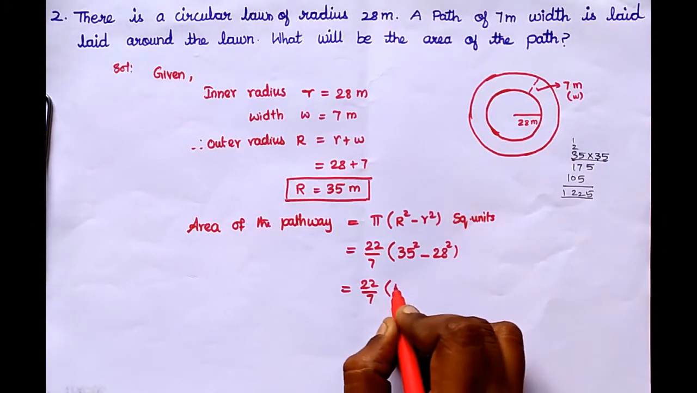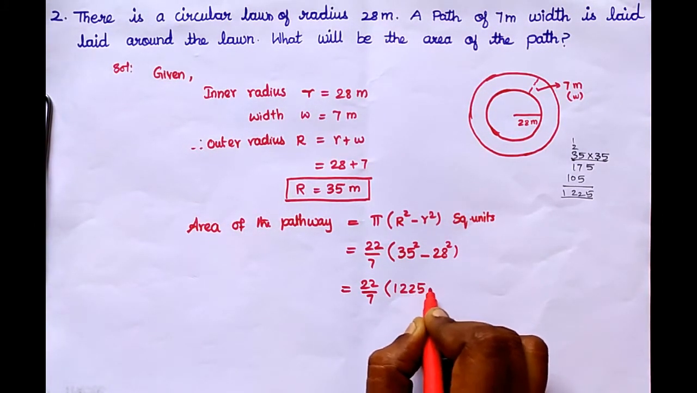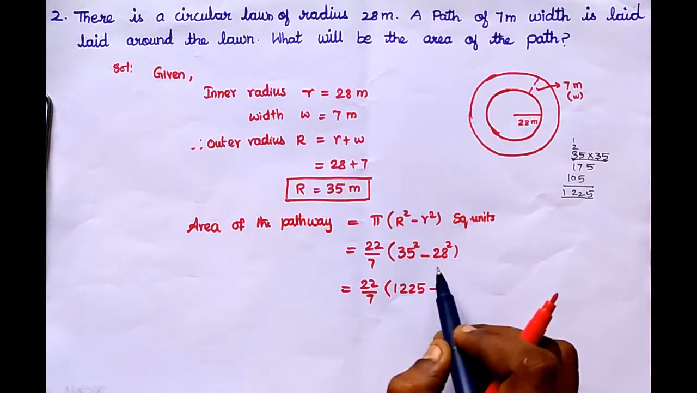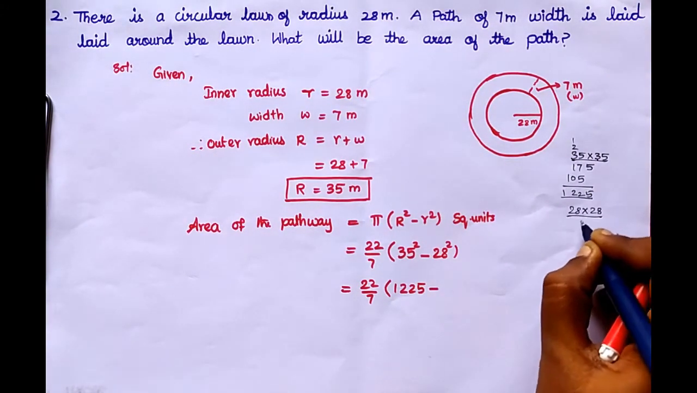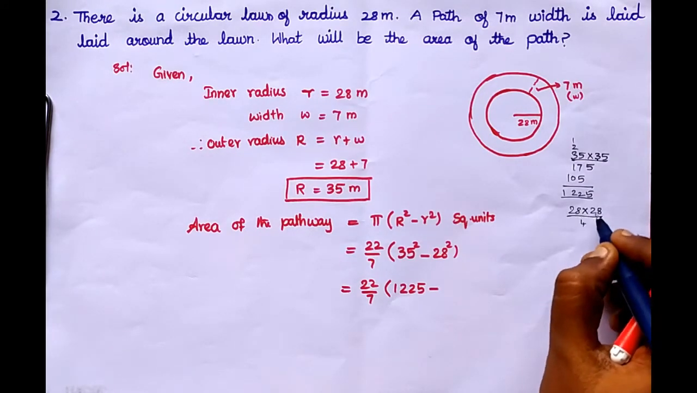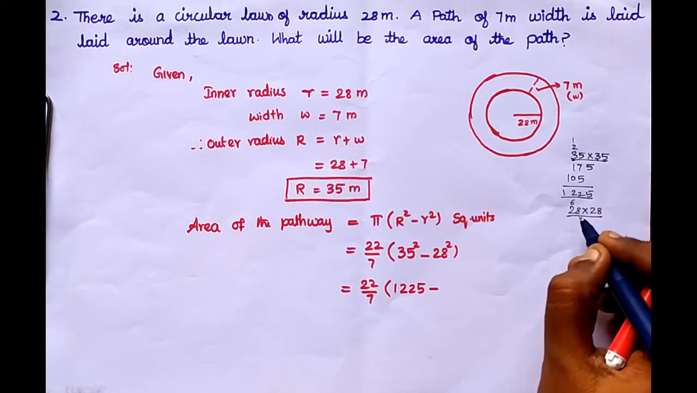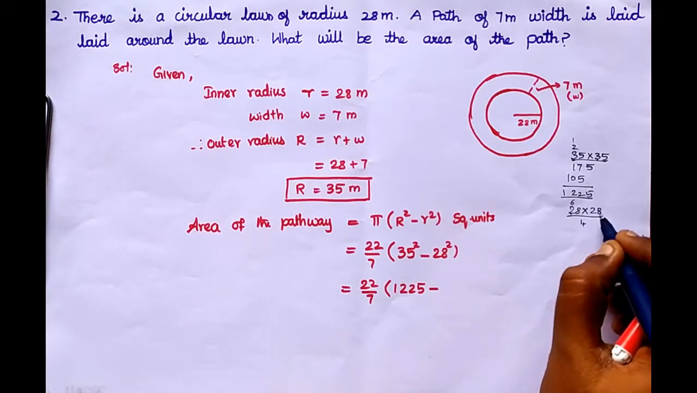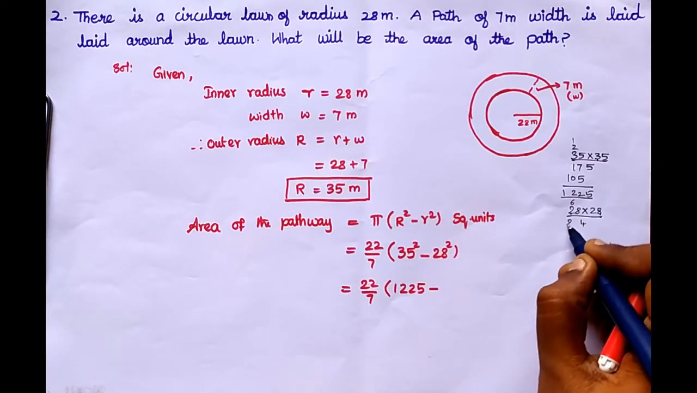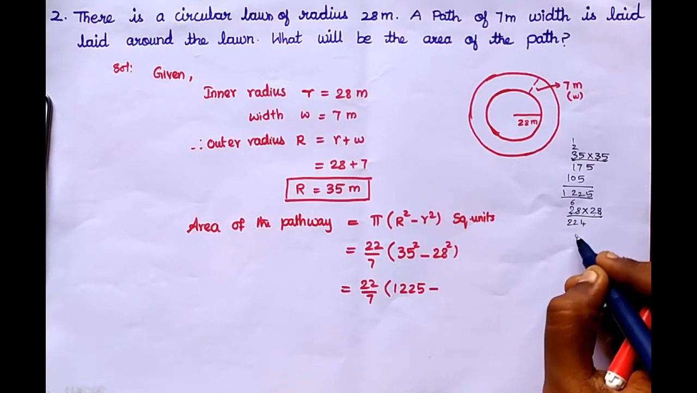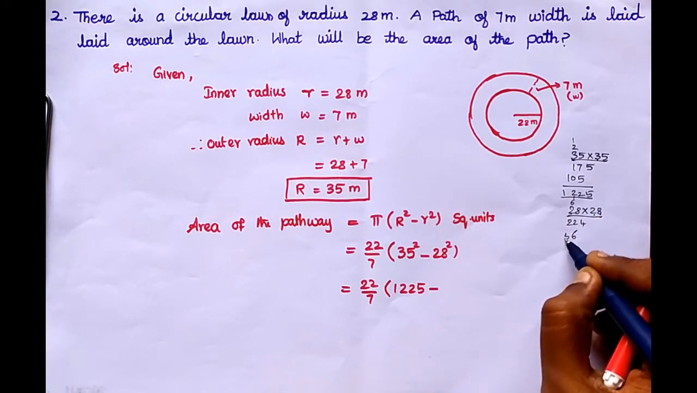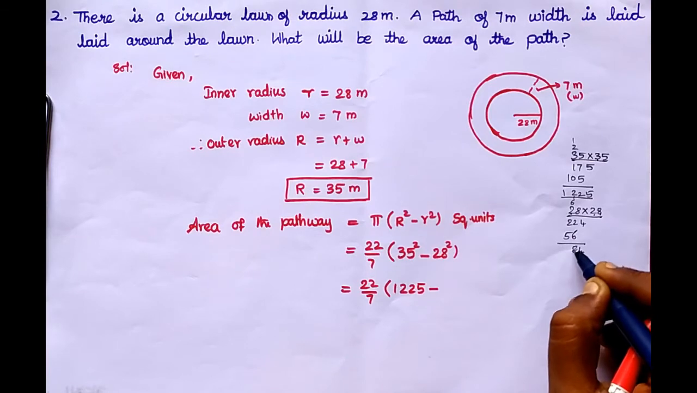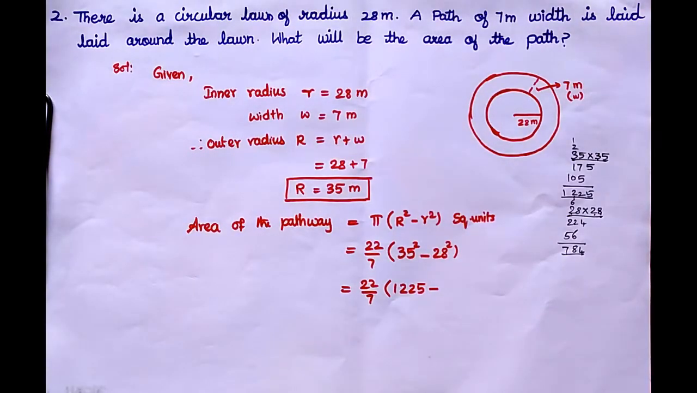So 1225 minus again 28 square. So 28 into 28. 8 8s are 64. Carry over 6. 2 8s are 16 plus 6, 22. 2 8s are 16. Carry over 1. 2 2s are 4 plus 1, 5. So 784.